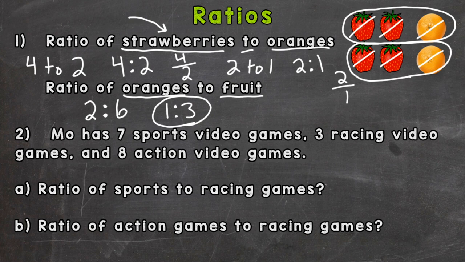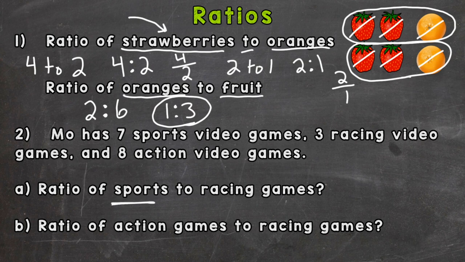All right, let's take a look at number 2. Mo has 7 sports video games, 3 racing video games, and 8 action video games. So we're given the situation in words here without a picture. And we need to find the ratio of sports to racing games, and then the ratio of action games to racing games. So let's do A first here.